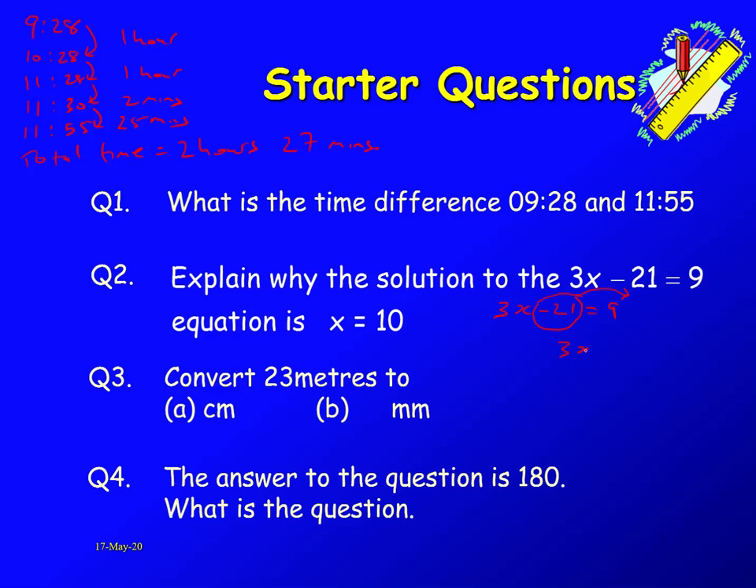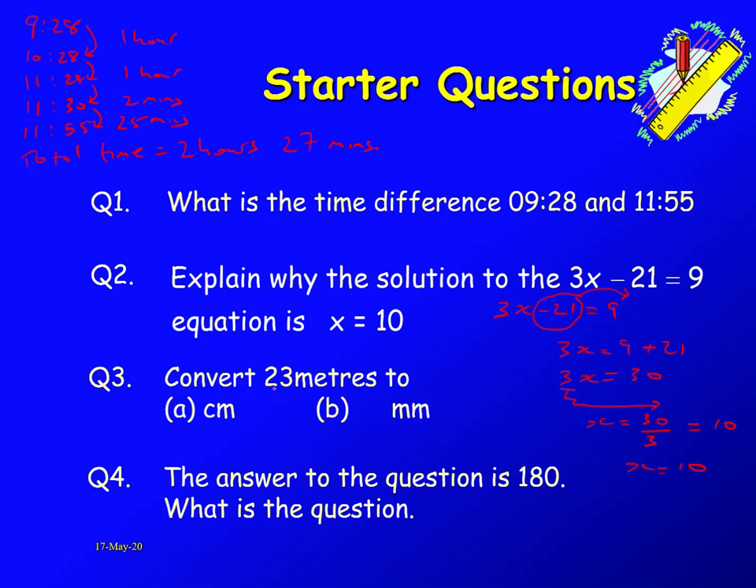So 3x equal to 9 add 21. 9 add 21 is 30. That means 3x is equal to 30. To get the x on its own, we've done float and ping. So use our escalator. The 3 goes down the escalator, giving us x is equal to 30 divided by 3. 30 divided by 3 is 10. So x equals 10.